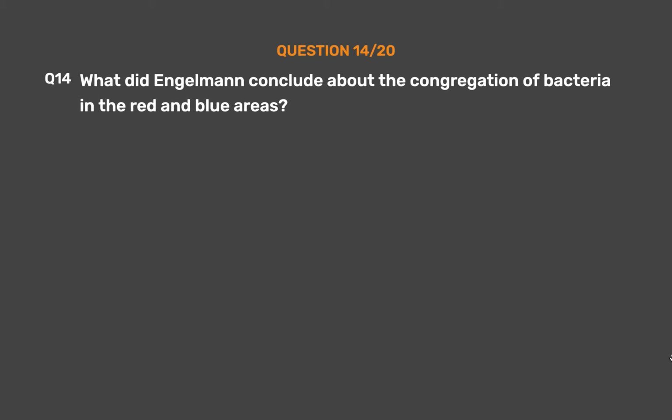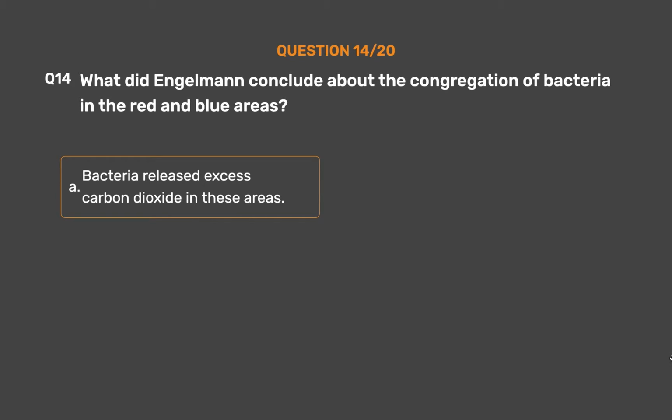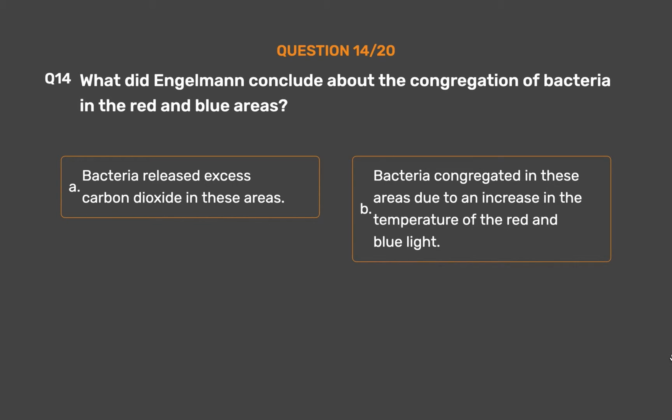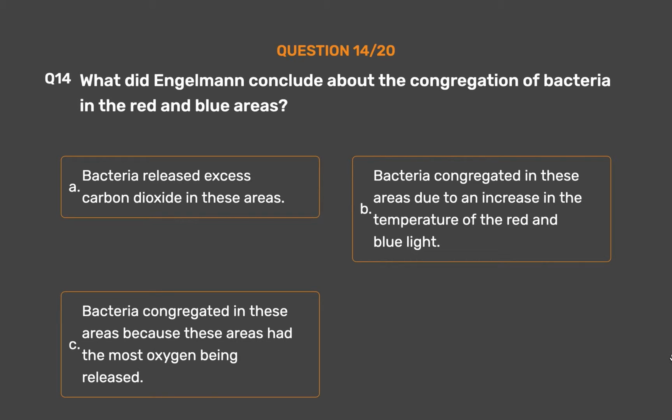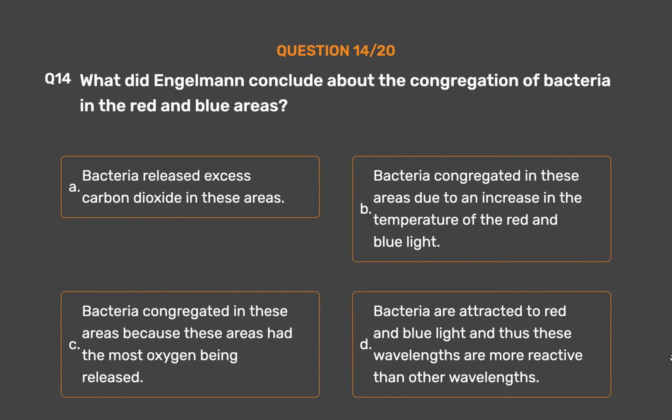Question number 14. What did Engelmann conclude about the congregation of bacteria in the red and blue areas? Option A. Bacteria released excess carbon dioxide in these areas. Option B. Bacteria congregated in these areas due to an increase in the temperature of the red and blue light. Option C. Bacteria congregated in these areas because these areas had the most oxygen being released. Option D. Bacteria are attracted to red and blue light and thus these wavelengths are more reactive than other wavelengths.